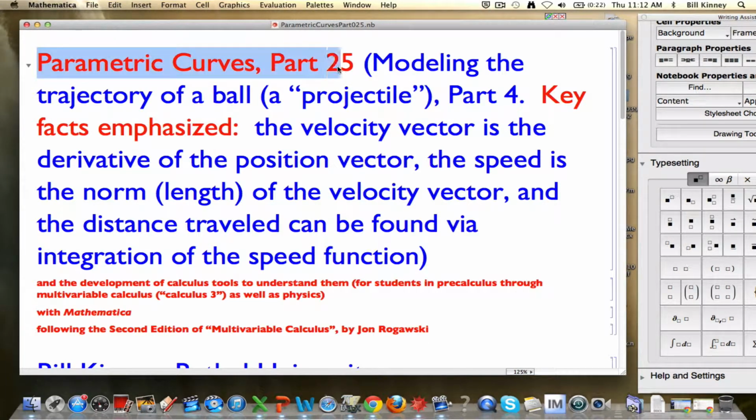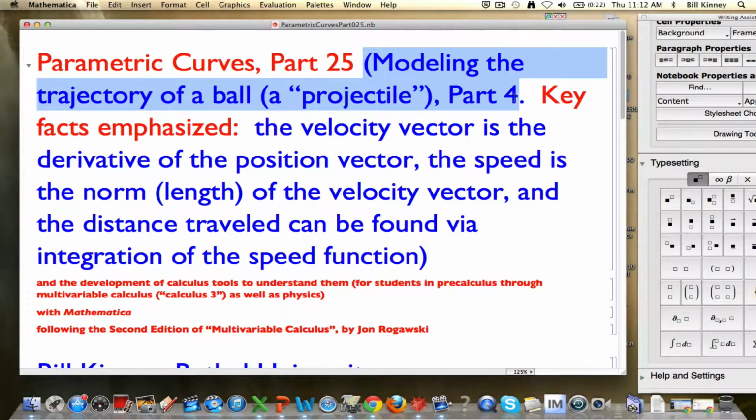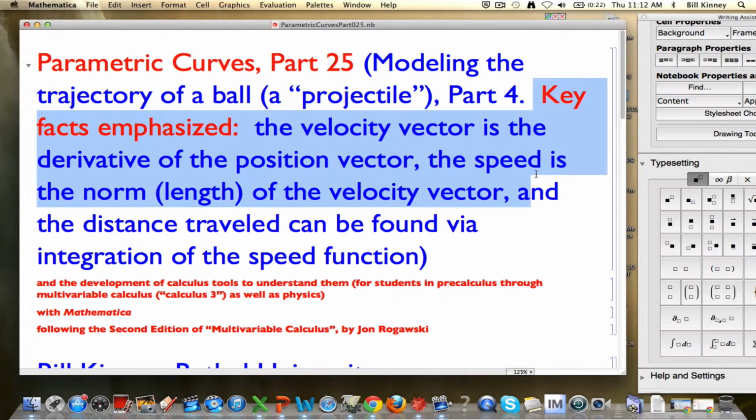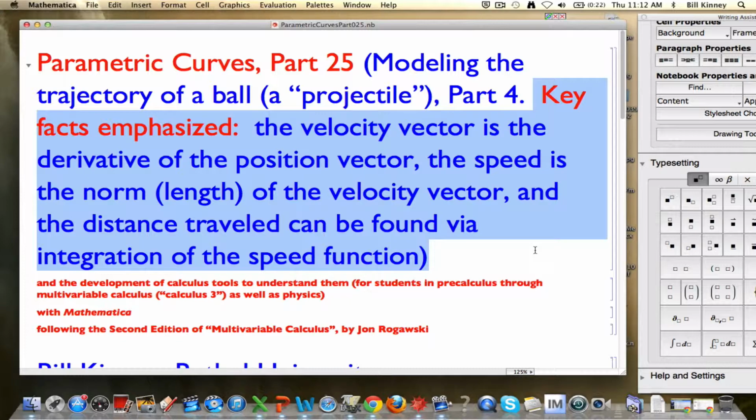Hello, you are watching the 25th part of a sequence of videos about parametric curves. It's part 4 of a sub-series about modeling the trajectory of a ball, whether it's thrown or shot out of a cannon. In general, you call such a thing a projectile. We've been emphasizing some key facts from calculus, though if you don't know calculus, I think you can still get things out of this because I emphasize physical geometric meanings of things.